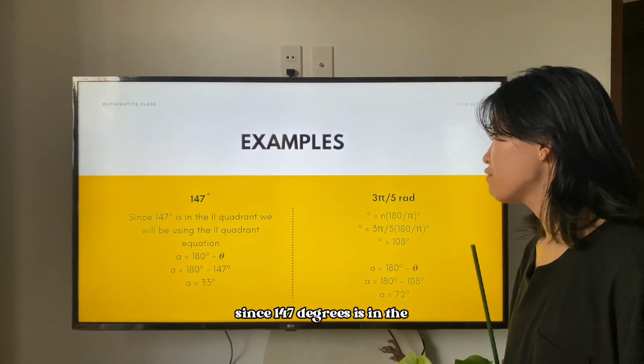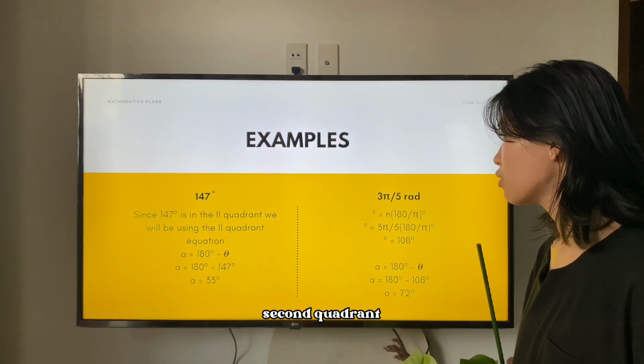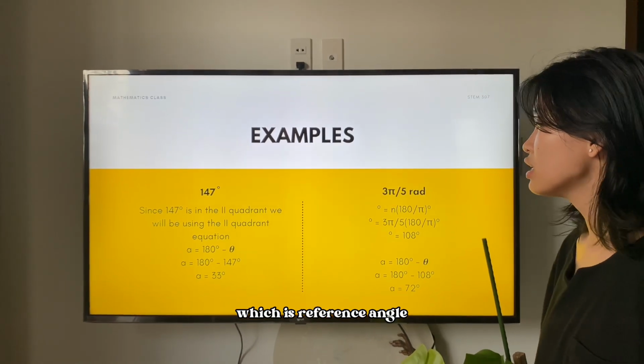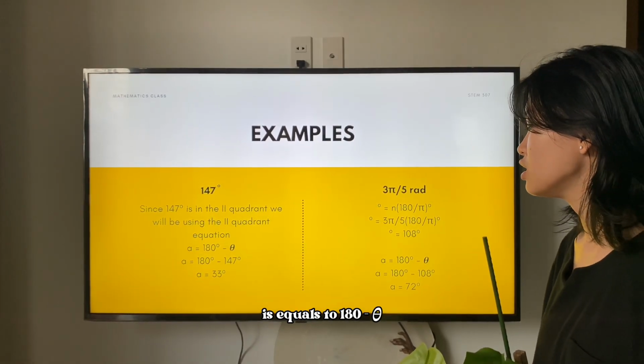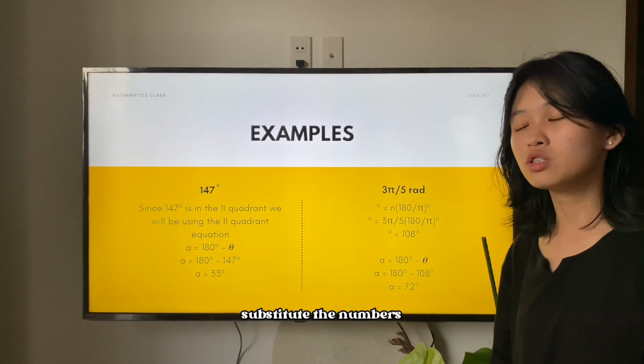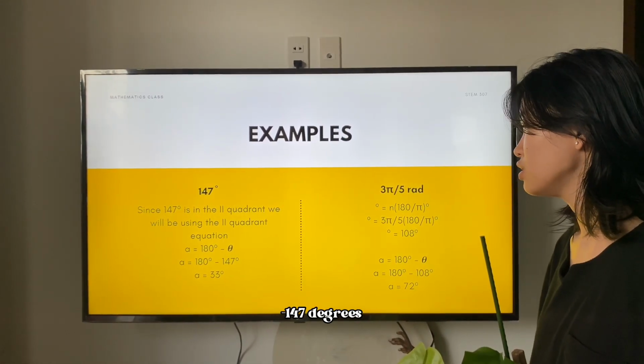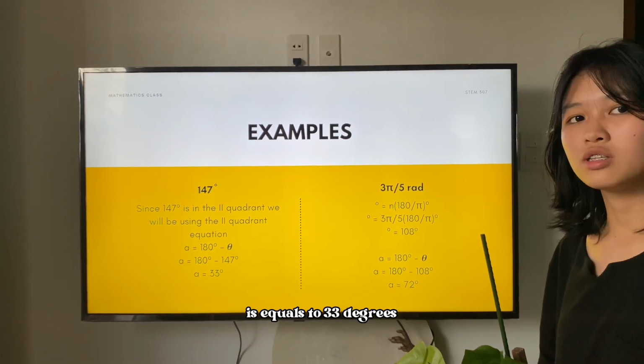Since 147 degrees is in the second quadrant, we will be using the second quadrant equation, which is reference angle is equal to 180 degrees minus theta. Substitute the numbers. That would be 180 degrees minus 147 degrees is equal to 33 degrees.